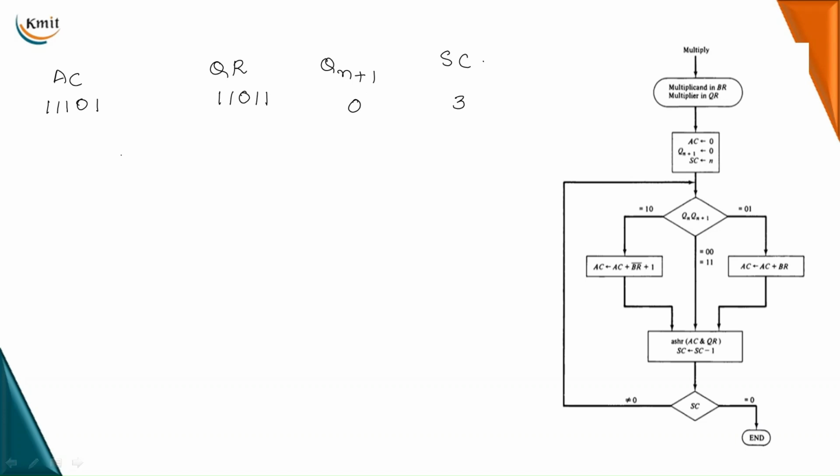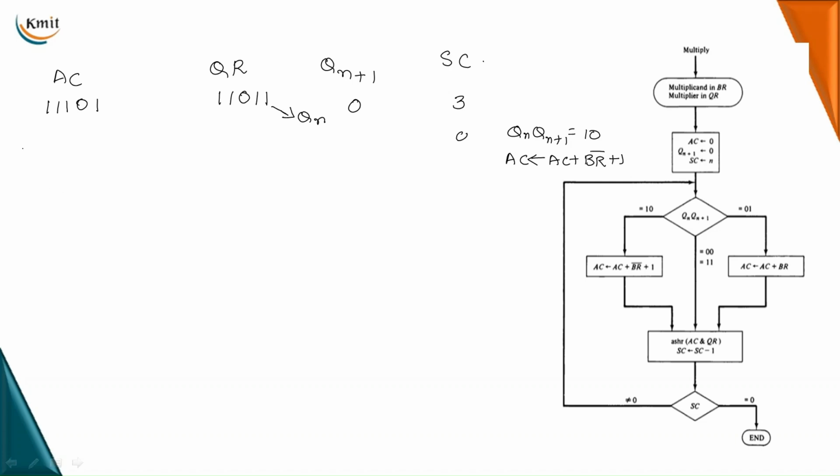So sequence counter is still not equal to 0, so we have to again check the values of Qn and Qn plus 1. So Qn is 1 and Qn plus 1 is 0, so it is 1 0. So we have to perform subtraction operation on the contents of AC and BR.